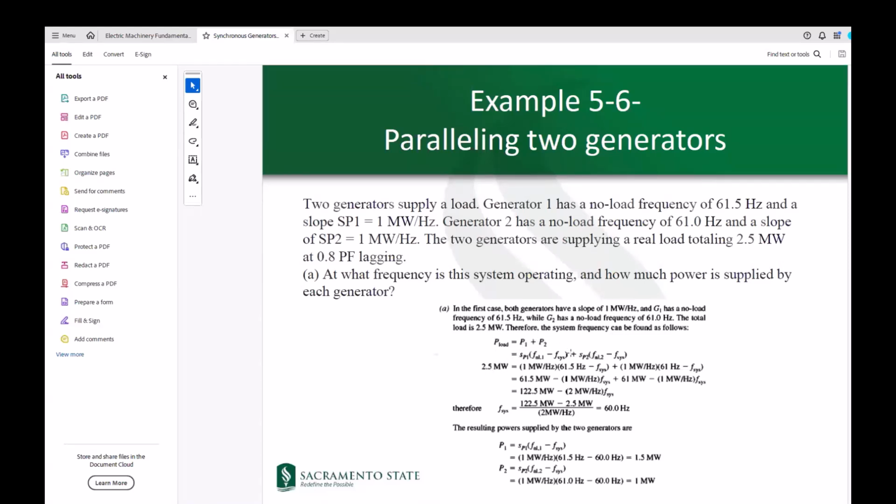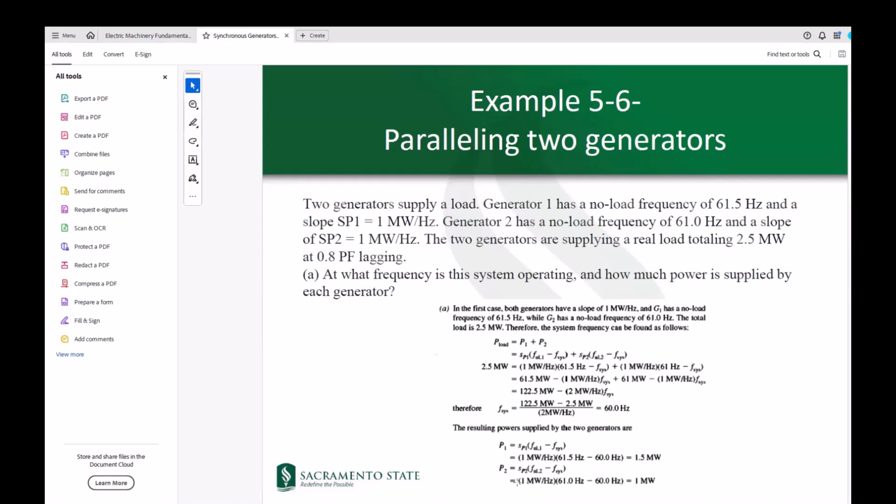Now, P1 would correspond to this equation. P2 would correspond to this equation. Since F system should be the same, and F no load between the two generators would be two different numbers in general, you can come up with the solution for F of the system, which comes out at 60 hertz. Now, plugging this 60 hertz back into each individual statement, you can find that P1 is 1.5 megawatts, P2 is 1 megawatt.